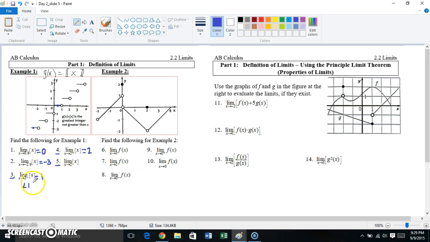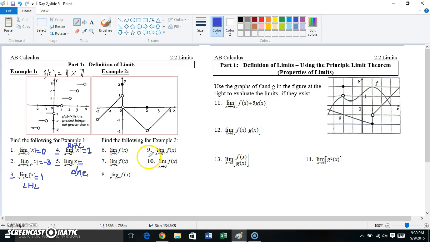Okay, notice the left-hand limit and the right-hand limit are not the same, and therefore the limit as x approaches 2, we're going to say does not exist. We sometimes just abbreviate that DNE.